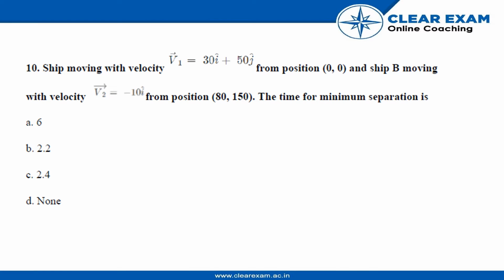Question 10: Ship A is moving with velocity v1 = 30 i cap + 50 j cap from position (0, 0), and ship B is moving with velocity v2 = -10 i cap from position (80, 150). Find the time for minimum separation.